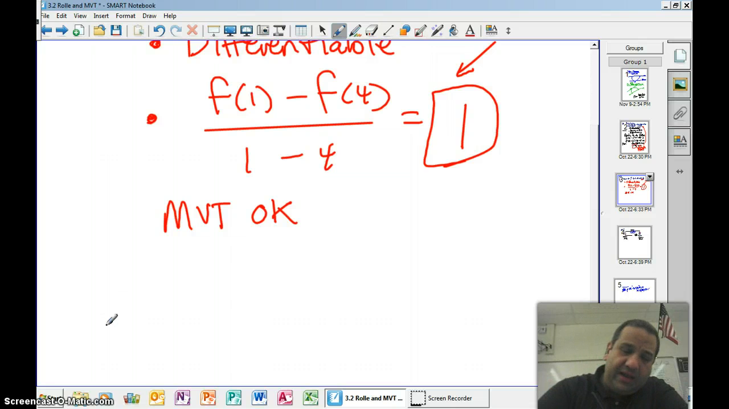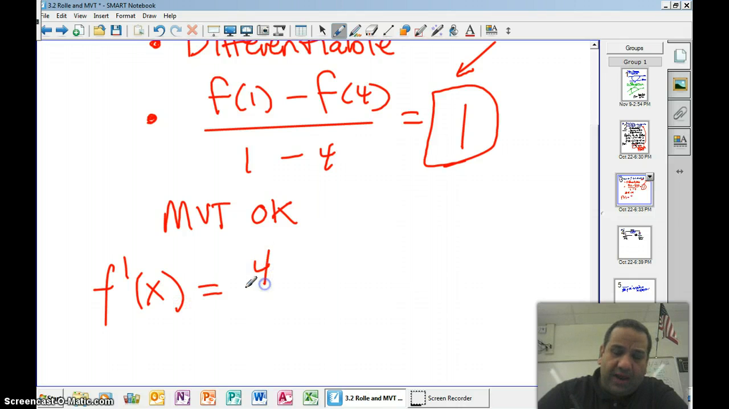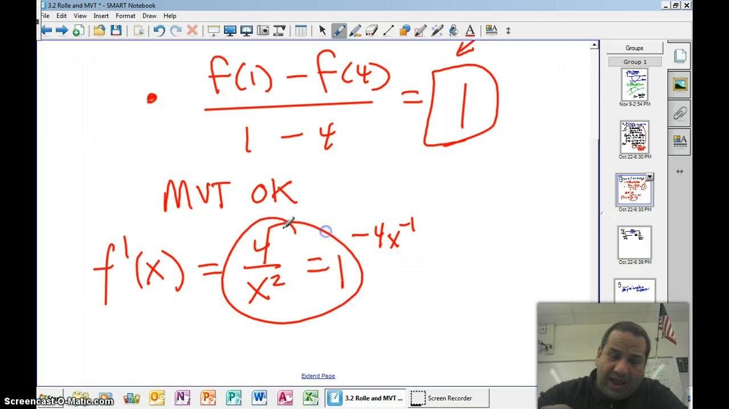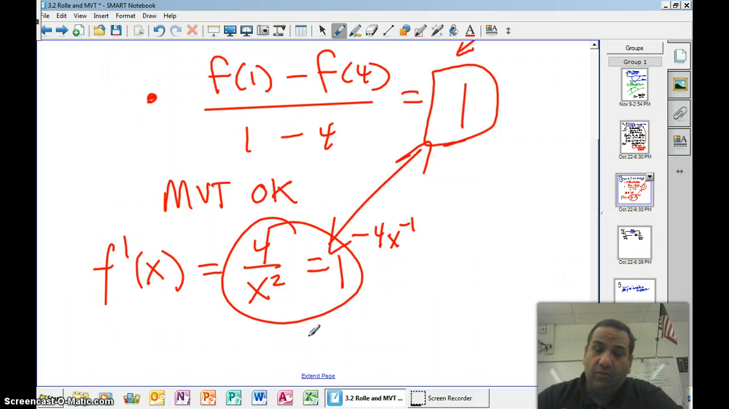So what I'm going to do is take the derivative, equals 4x squared. And here, in slow motion, 4x to the -1. When I take the derivative, it becomes that. I think you got it. Now, I want to find out when this guy is 1. Set it equal to 1, not 0, because we want these guys to be the same. So, when is this guy 1?